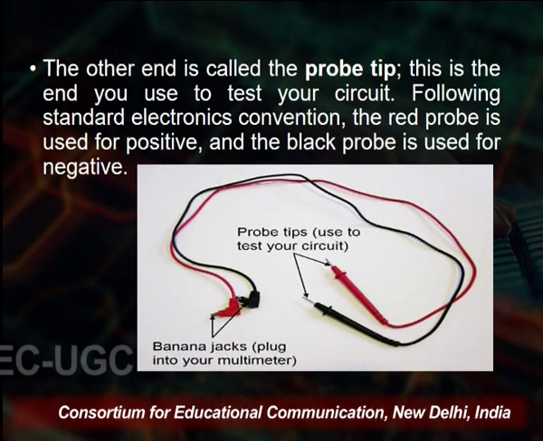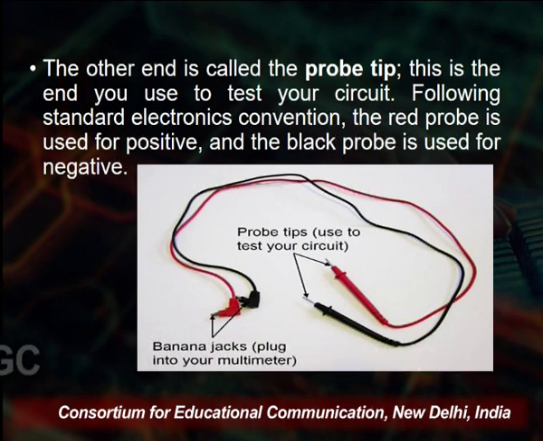You see here in this diagram, these are the point probes. Probe tips are used to test any circuit. The other end is called the probe tip, and this is the end used to test the circuit, as these two probes are connected with the circuit. And you can see there is a banana jack, which just plugs into the multimeter.